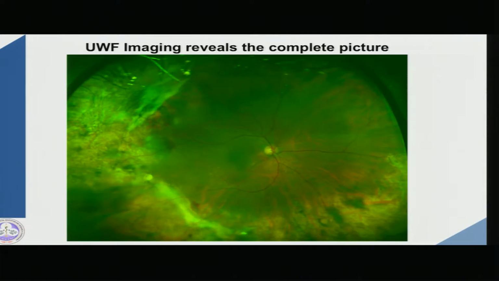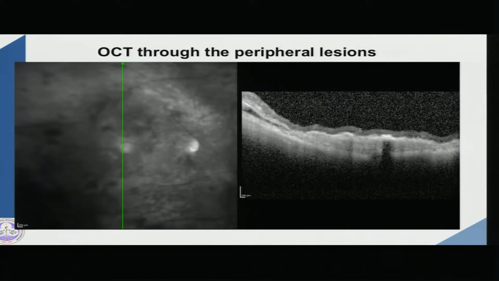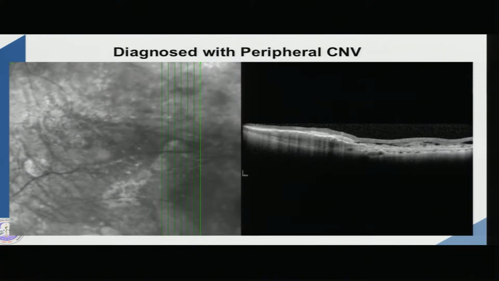But if you look at the ultra-wide field imaging here, you can see the complete picture in one frame, where you have significant amount of peripheral fibrosis and you have hemorrhage. And this is a patient where you can actually look at the ultra-wide field image and decide where you'd like your OCT scan to pass through. And sure enough, the OCT through the peripheral lesions shows you the peripheral CNV, which is active, and there is presence of subretinal fluid, intraretinal fluid, and this patient went on to receive monthly anti-VEGF therapy.